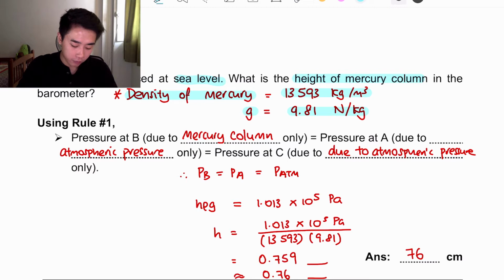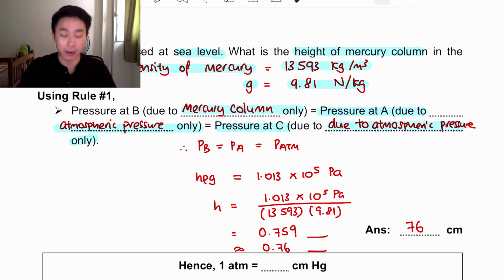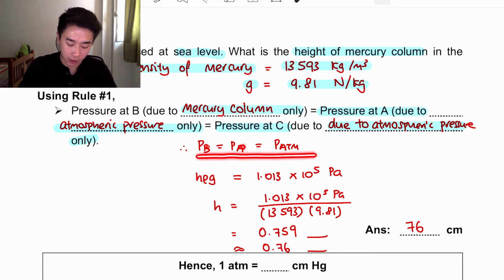Alright, and let's use rule 1. So pressure at B due to the mercury column only is equal to pressure at A, which is due to atmospheric pressure only. And this pressure at A is also the same as pressure at C, which is also due to atmospheric pressure only. Now, what are A, B, C? Quick recap. A, B, C are here. A and C are due to atmospheric pressure only. B is due to the mercury column. Because they are along the same line, they have the same pressure. So you can write this statement: PB, which is the same as PA and PC, is equal to PATM, which is atmospheric pressure for short.